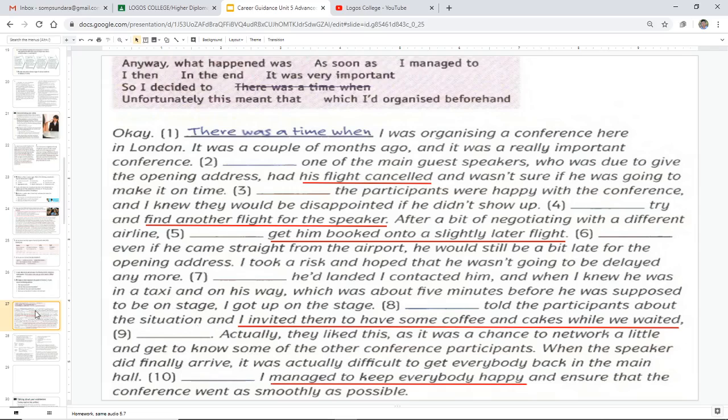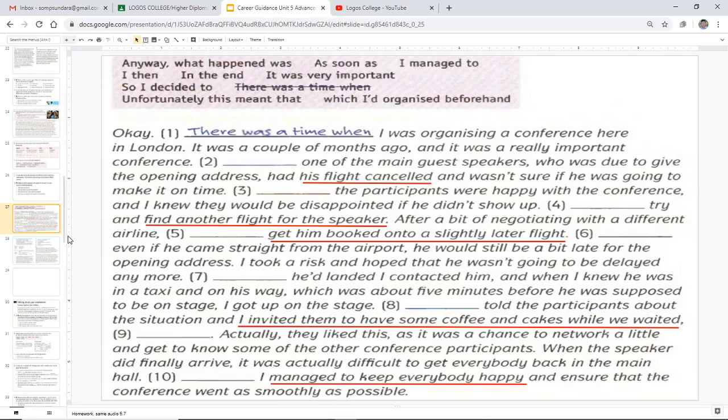So remember, STAR: situation, task, action, results.